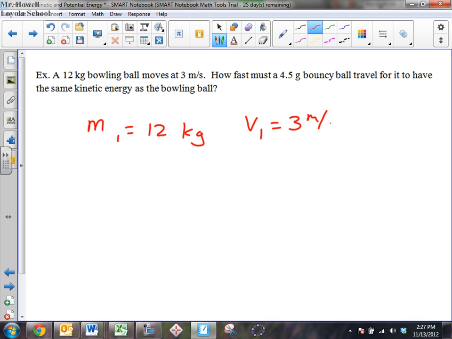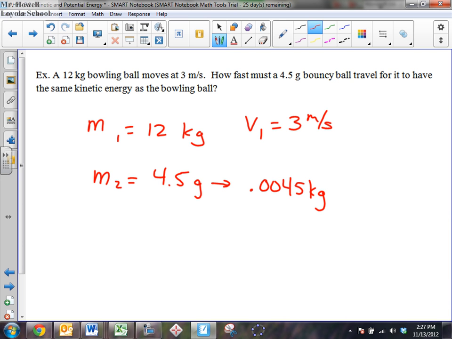Meters per second. Got it. Keep going. Then you have the mass of the bouncy ball, which is 4.5 grams. Convert it to kilograms: 1 over 1,000. How many zeros is 1,000? Three zeros, so move the decimal over. 0.045. Close. That's kilograms, our mass of the bouncy ball.